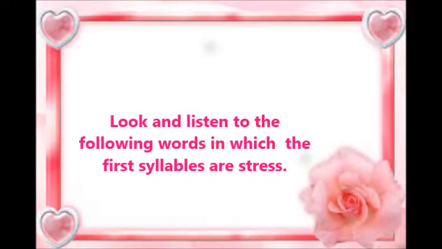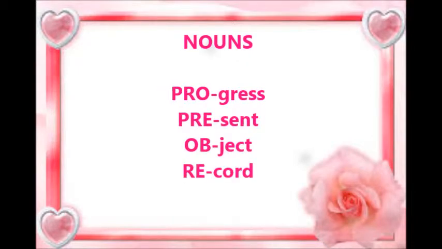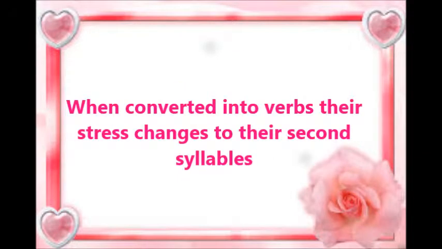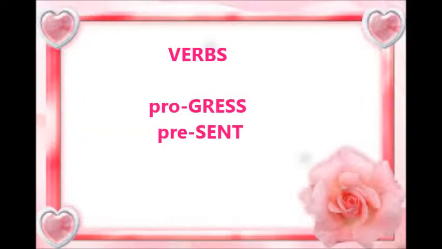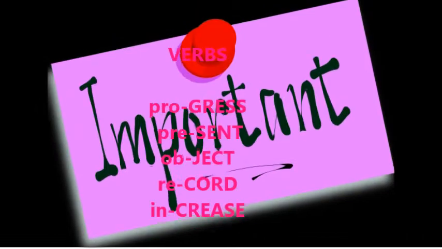Some words which are converted into verbs or into nouns tend to have changes in their pronunciation, although they are written in the same way. Look and listen to the following words and notice that all of them are nouns and all of them are pronounced with the stress on the first syllable. Progress, present, object, record. When these nouns are converted into verbs, their stress changes to their second syllables. Progress, present, object, record, increase.